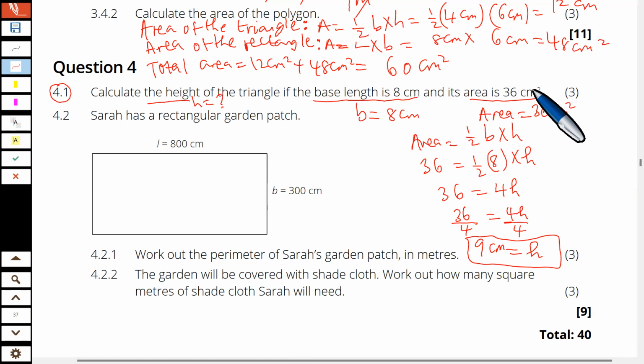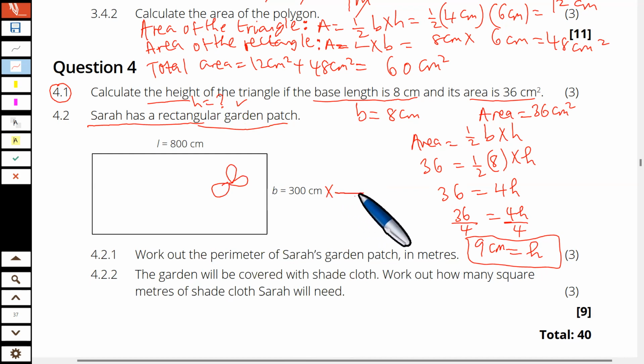Right, the next question is about Sarah. Sarah has a rectangular garden patch. So this is a garden patch and it's growing some flowers here. It's growing things here in the garden. Work out the perimeter of Sarah's garden in meters. So you need to convert this one to meters.